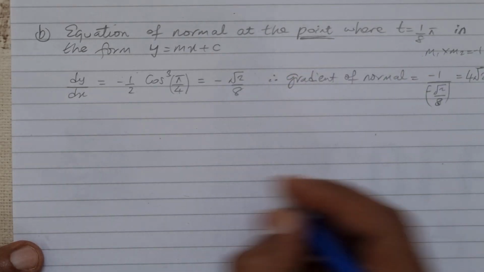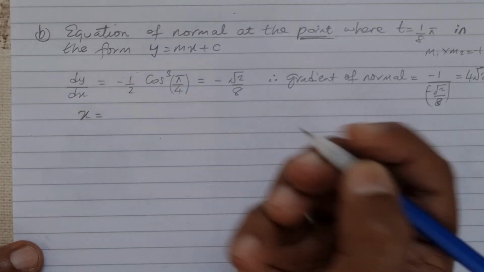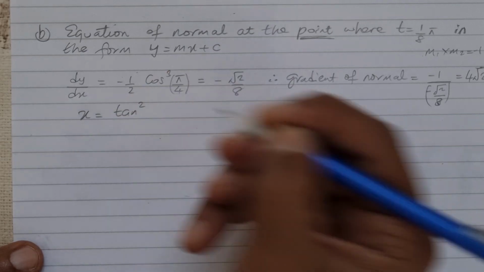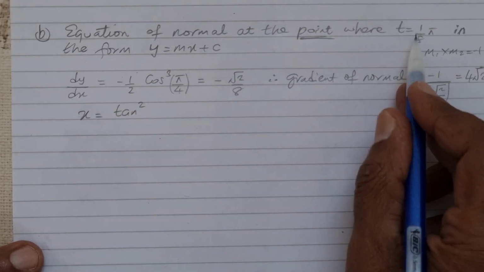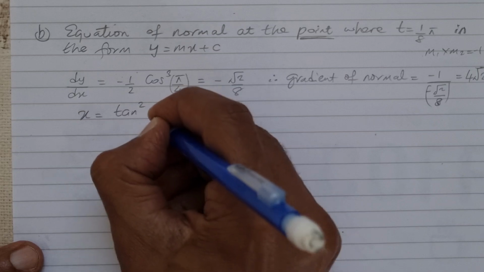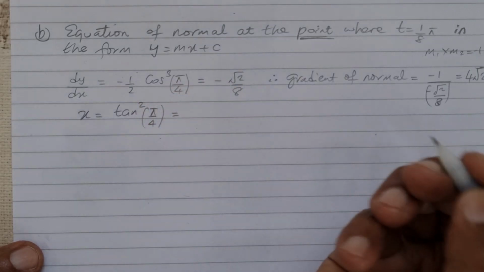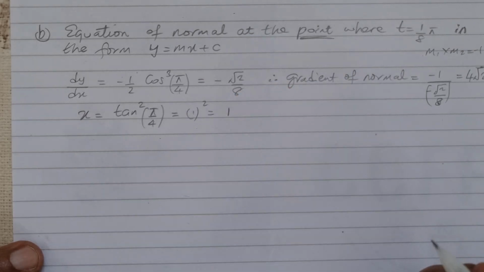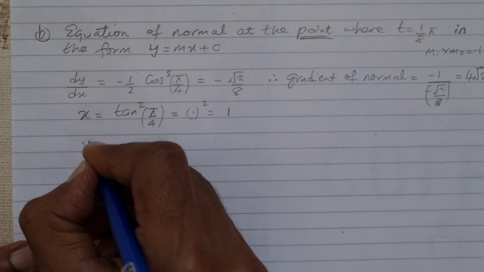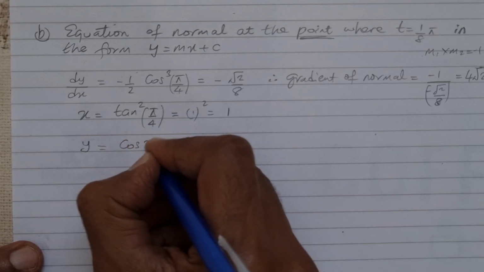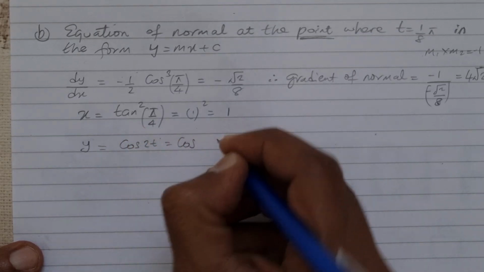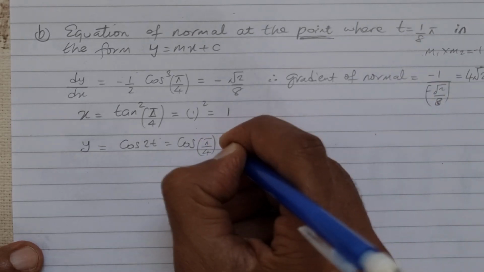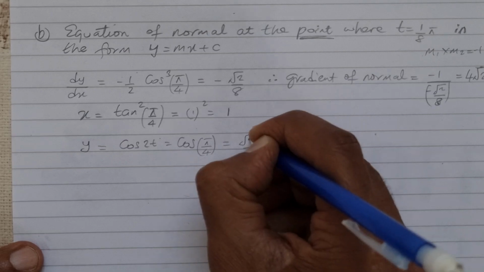So what I'm going to do is take x, which was given in the question as tan squared 2t. So tan squared 2 times t, where t is 1 over 8 pi, so that's pi over 4. If you square this, you're going to get 1 squared, and that's going to be 1, because tan of pi over 4 is 1. At the same time, I can find y, and y was given as cos of 2t. So cos of 2 times pi over 8, so cos of pi over 4, which is root of 2 over 2.